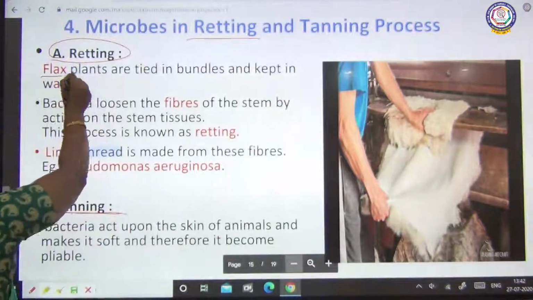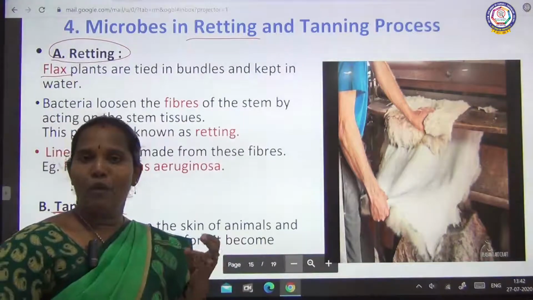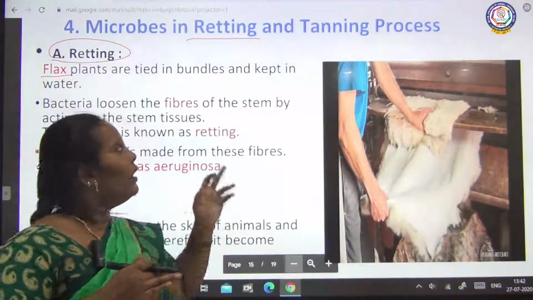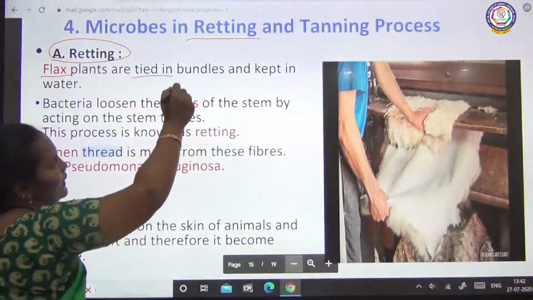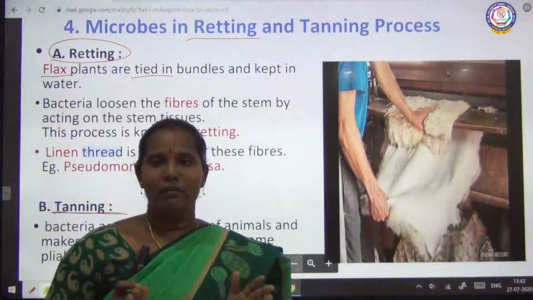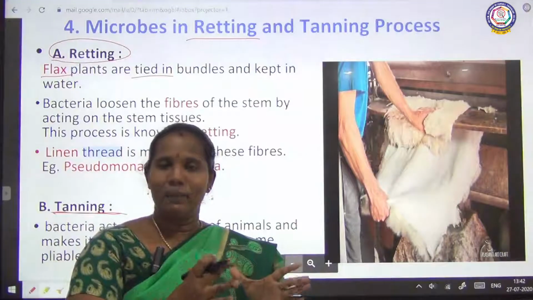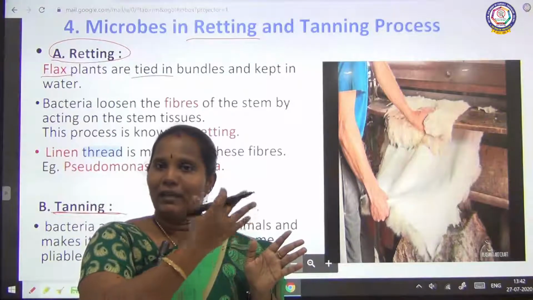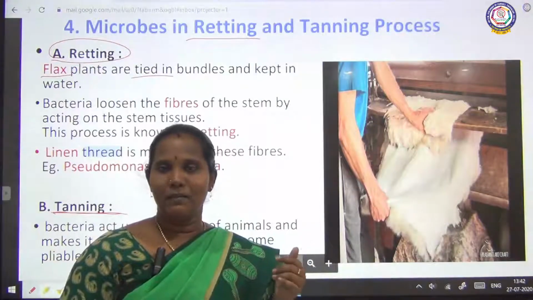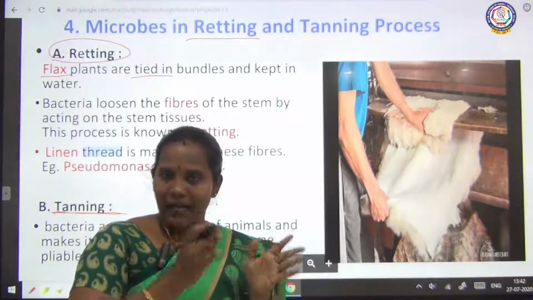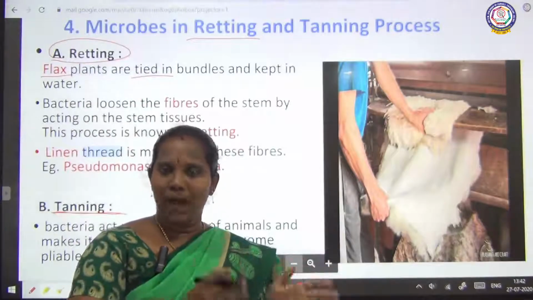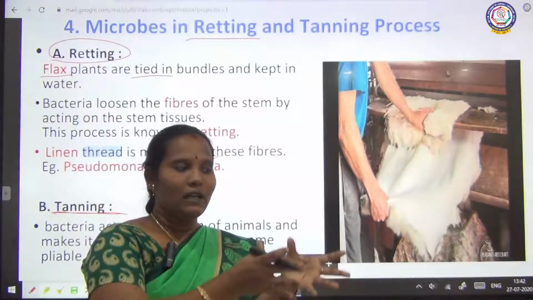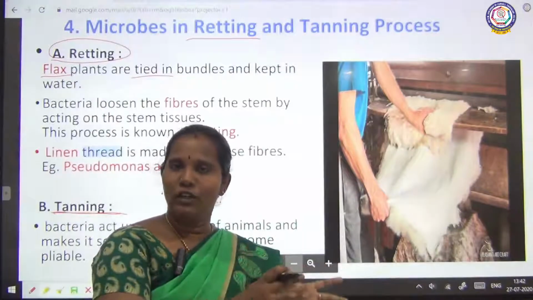Listen, flax plants. Flax is the plant that gives us linseed oil. The flax plant looks like our paddy, the rice plant with its stem. The stems are collected and tied in a bundle, and this bundle is kept in water and allowed to soak for some days.